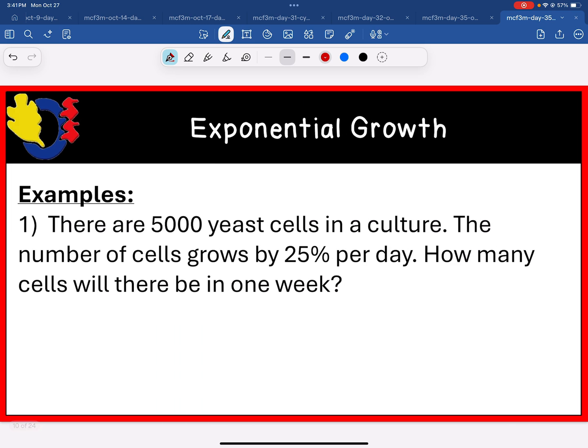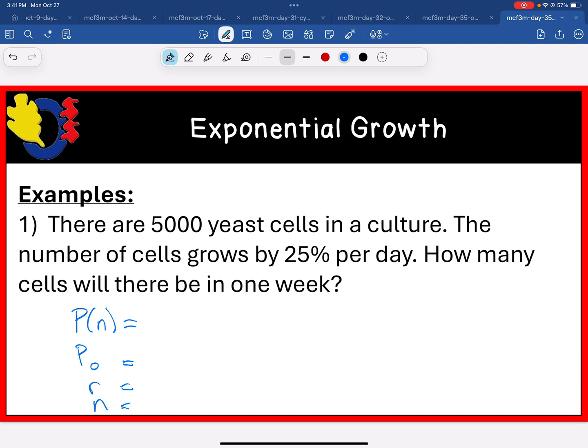All right, let's take a look at our first example here. There are 5,000 yeast cells in a culture. The number of cells grows by 25% per day. How many cells will there be in 1 week? Okay, so I'm going to start by writing down everything that I know. So I'm just going to list all of my variables. So P at n, P sub 0, or P naught, r, and n.